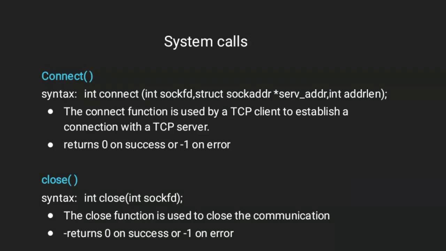Next system call is connect. The connect function is used by a TCP client to establish a connection with a TCP server. It returns 0 on success or -1 on error. And the next system call is close. This close function is used to close the communication, and it returns 0 on success and -1 on error.